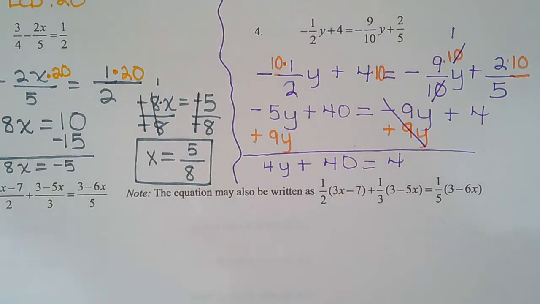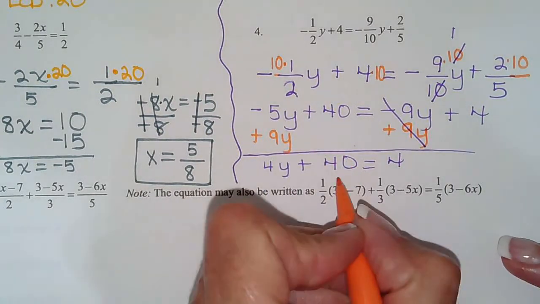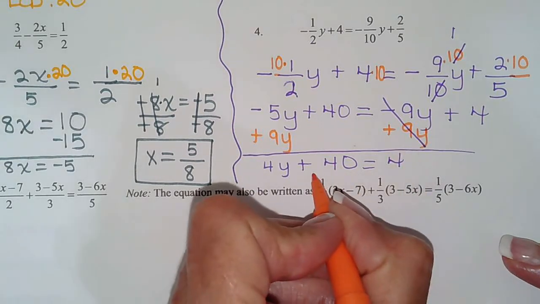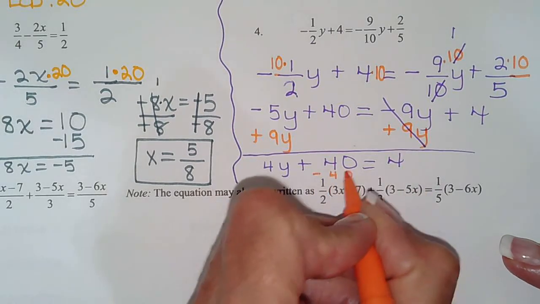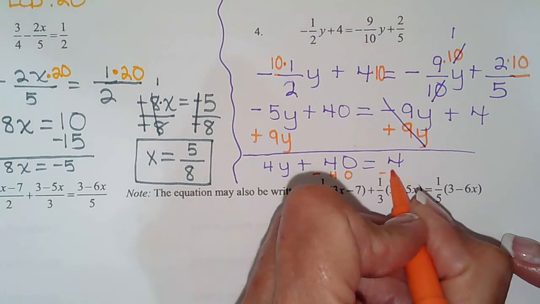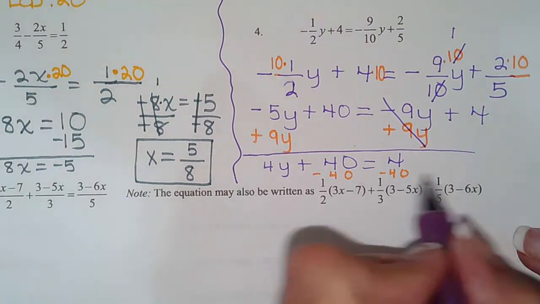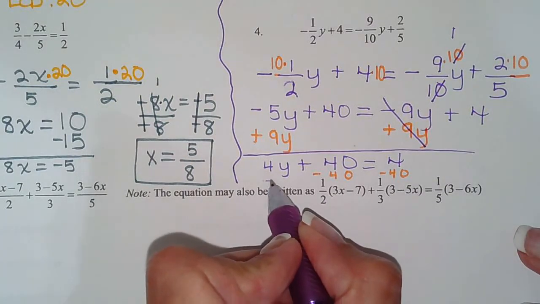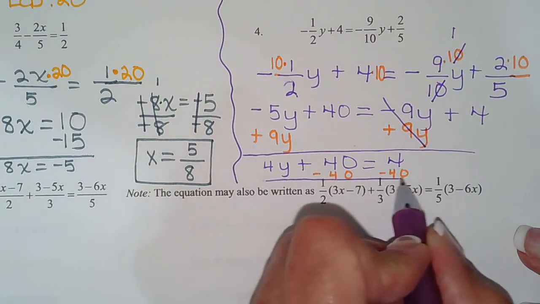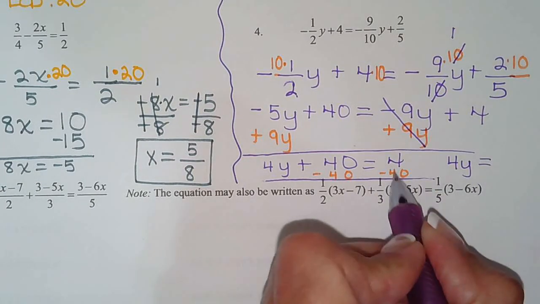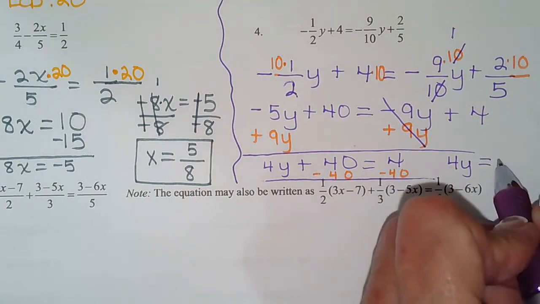And then one last step before dividing. Anything without a variable goes to the right. So do the opposite to move it. The opposite of add 40 is subtract 40. So when the signs are different, the rule is to subtract and keep the sign of the larger. So we have 4y equals 40 minus 4 is 36. Keep the sign of the larger.